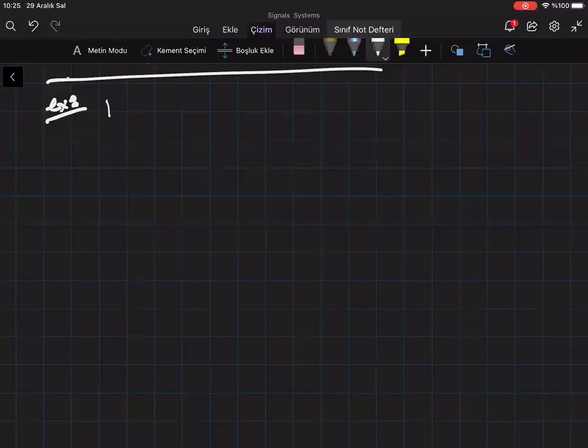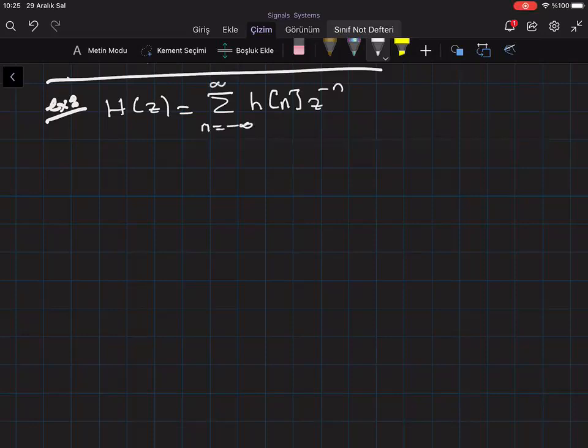Friends, today I want to go over this main formulation. If you remember, H of z is the sum of h of n, z to the power minus n, n from minus infinity to plus infinity. That was our z transform formulation, and x of n is our discrete time signal. H of z is my z transform, okay?